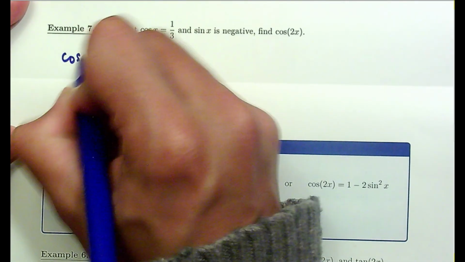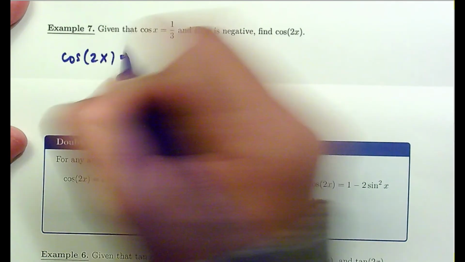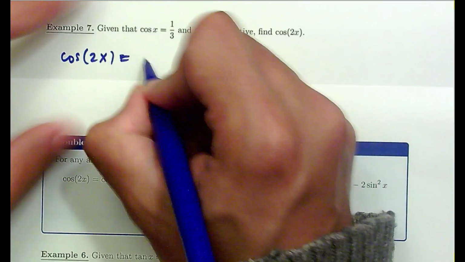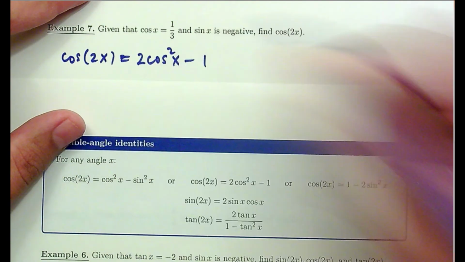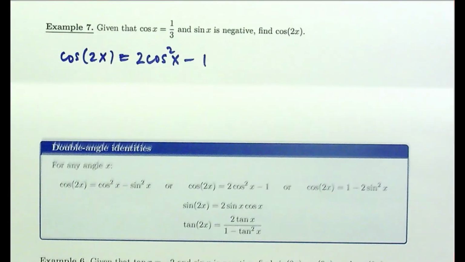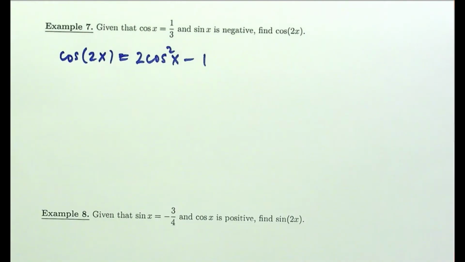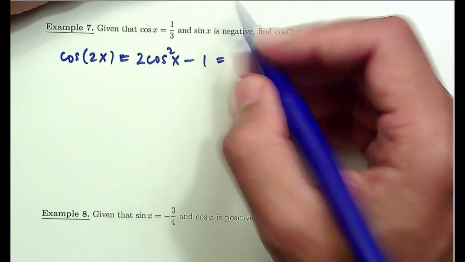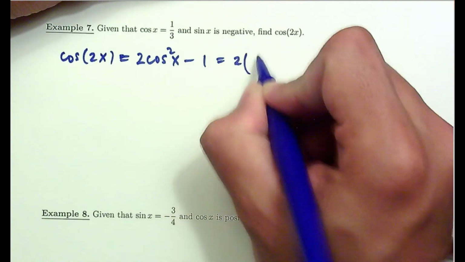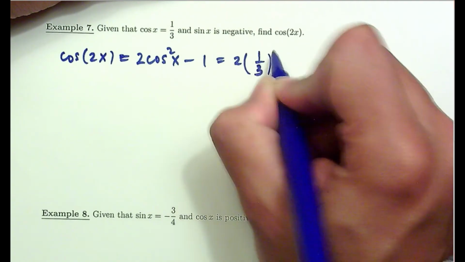Alright, so let's copy it here. This is going to be cosine of 2x equals 2 cosine of x, cosine squared of x minus 1. And that's the version we're going to use. If we plug in what cosine of x is, that's 1/3, so that would be 2 times 1/3 squared minus 1.